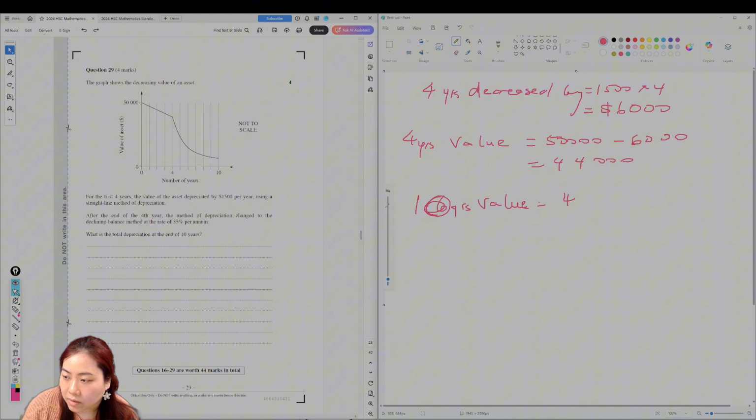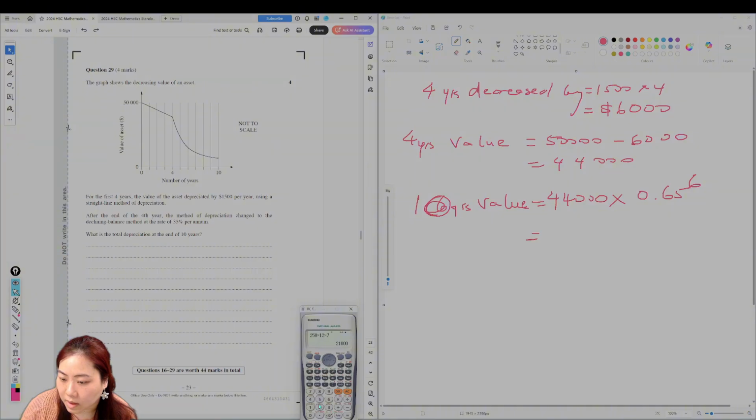After 10 years, 44,000 times 0.65 to the power of 6, because it's per annum in this 6 years. Okay, what is that? 44,000 times 0.65 to the power of 6. It's worth very low now. It matches the graph because it's quite low.